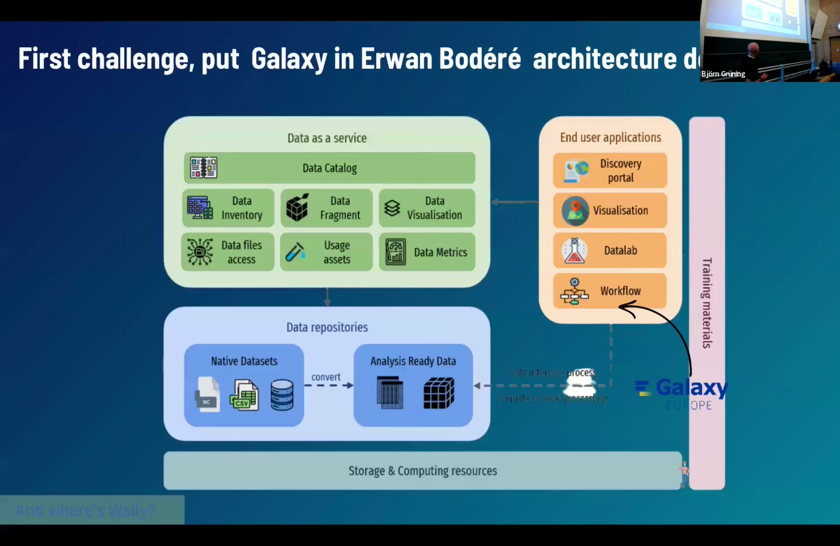And let's go. So the first thing to do is to put Galaxy in what could be an IT architecture to deal with data, services and tools for Earth system science, which is represented by this scheme. And at the beginning, we chose to put Galaxy as a workflow solution. So it's normal.